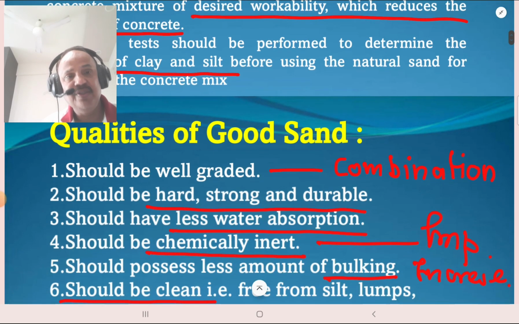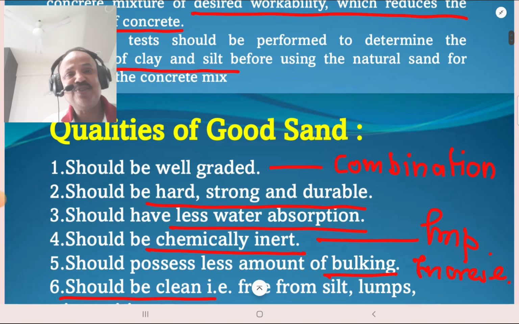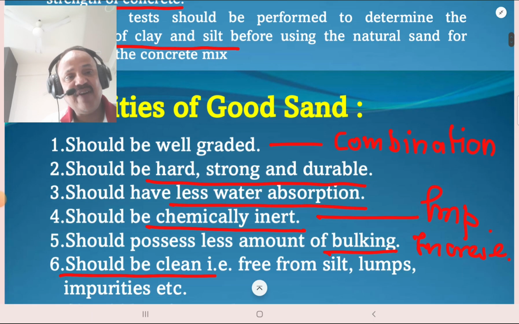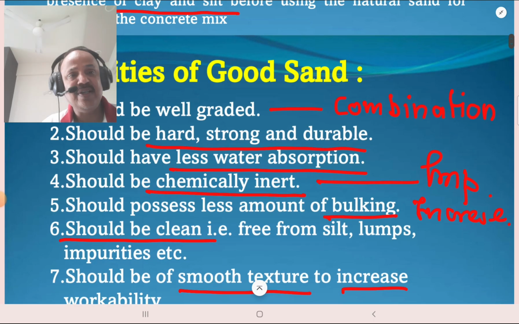Therefore, the test should be performed to determine the presence of clay and silt before using the natural sand for preparing the concrete mix. Then we are going to discuss the qualities of good sand. It is very important. It should be well graded. Well graded म्हणजे काय, सगळ्या प्रकारच्या सगळ्या तऱ्हेचे साइजेसचे पार्टिकल्स त्याच्यात पाहिजेत. It should be hard, strong and durable. It should have less water absorption, less than 5%, sometimes less than 1% also.